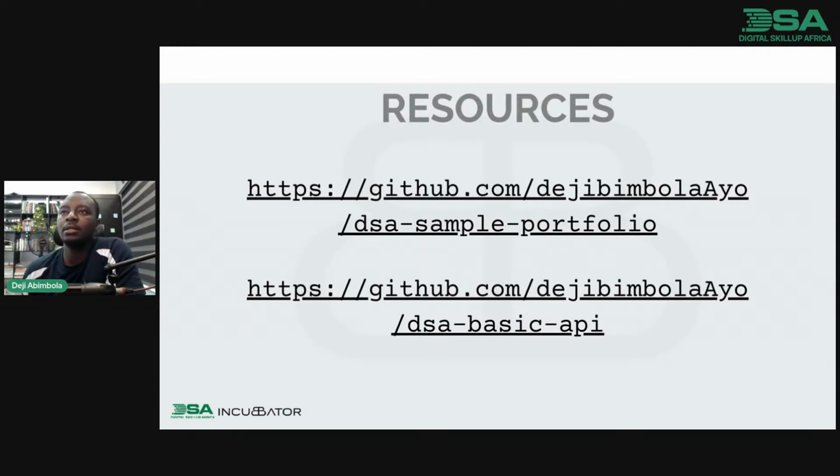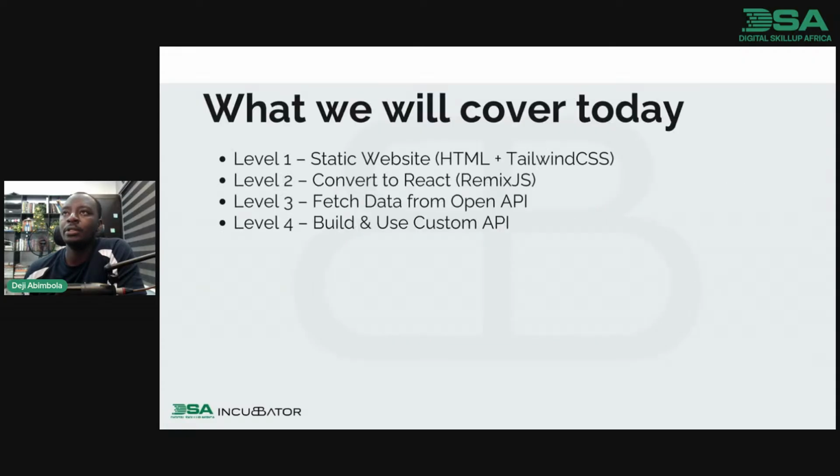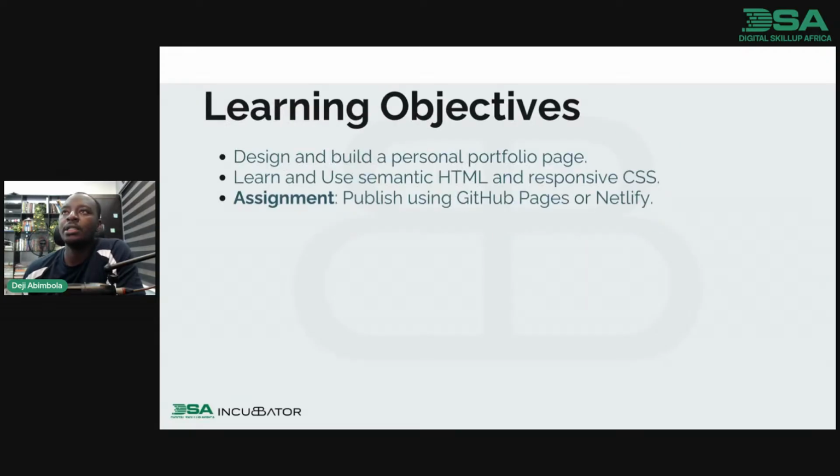So the reason why we'll be using that endpoint, okay, let's break it down like this. So the class is going to go like this. The end goal for us is to have a portfolio website. That is the end goal for us. And how to achieve that. So these are the learning objectives for tonight. Kindly take note of that. Design and build a personal portfolio page, and learn and use semantic HTML and responsive CSS, right?